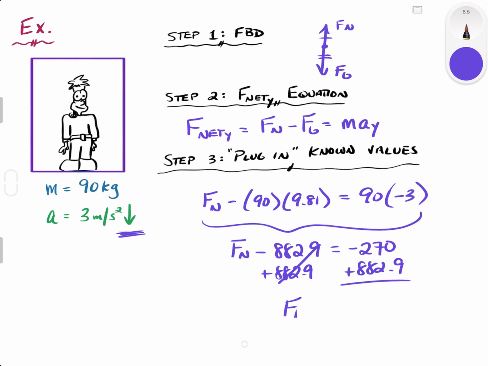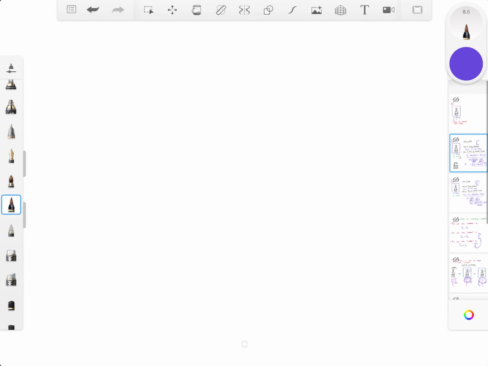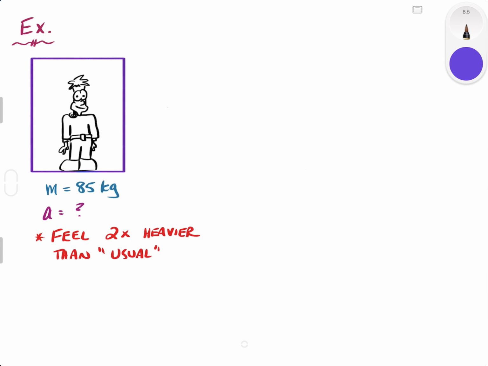And we're going to find that Fn in this case is equal to 612.9 newtons in the upwards direction. This person, of course, will feel lighter because that is less than Fg. Fg is 882.9, that is less, so this person will feel lighter. All right, you can give this one a shot yourself. Pause the video, see how you do, and you can unpause and check your answer.